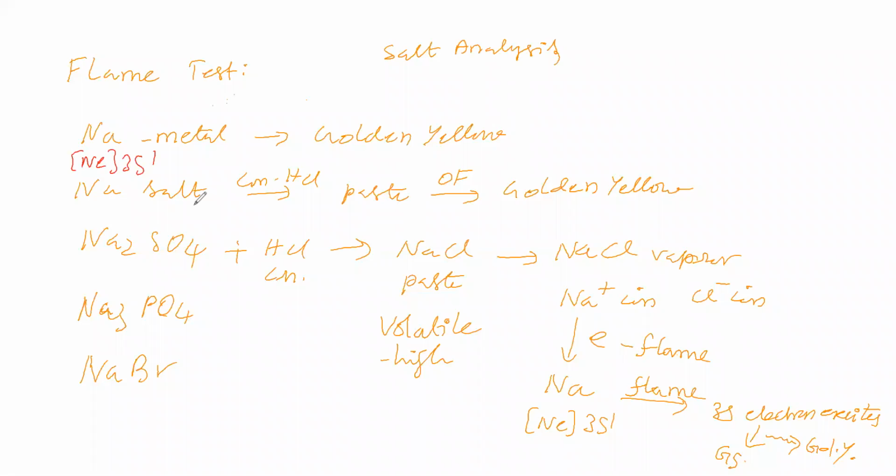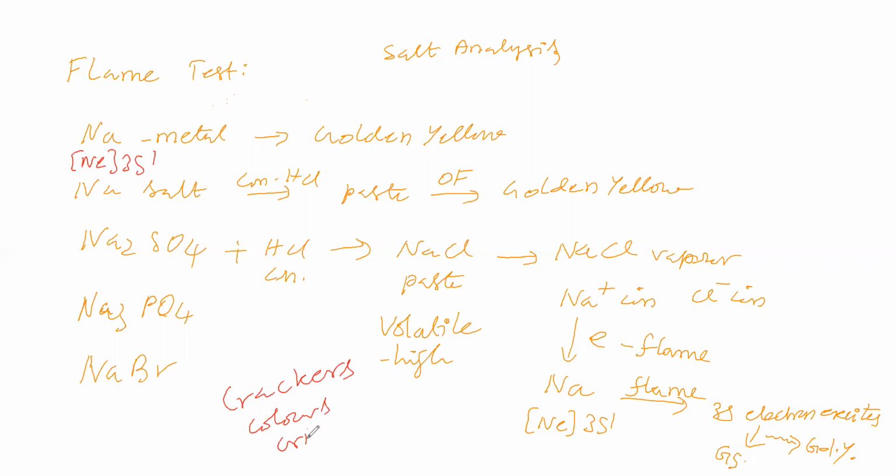In that way, potassium gives violet, calcium gives brick red, strontium gives crimson red, and barium gives grassy green. You can see this in crackers. Crackers are cracking and giving colors.